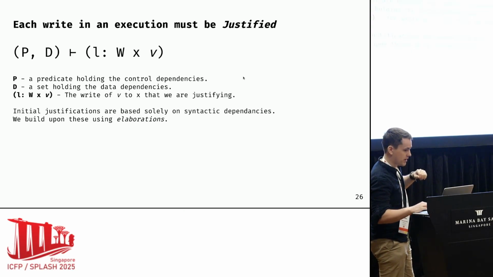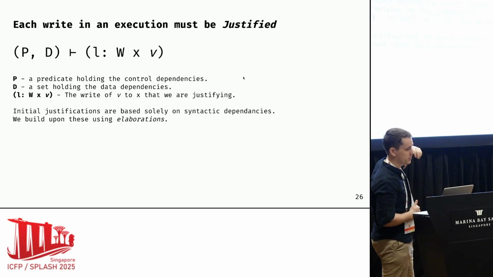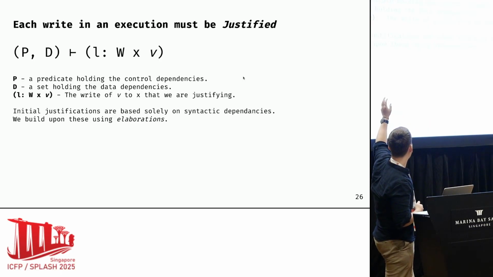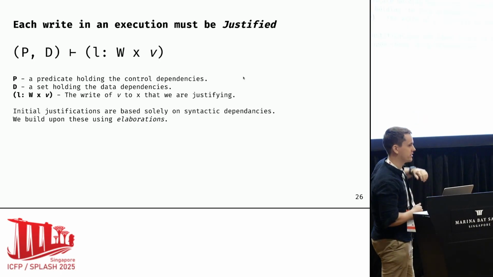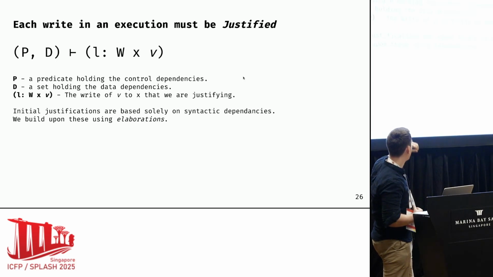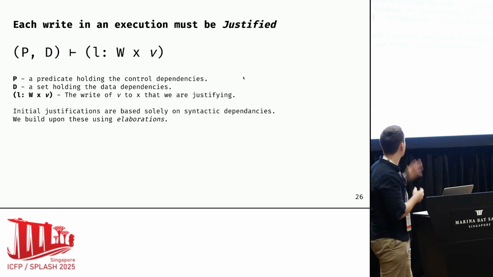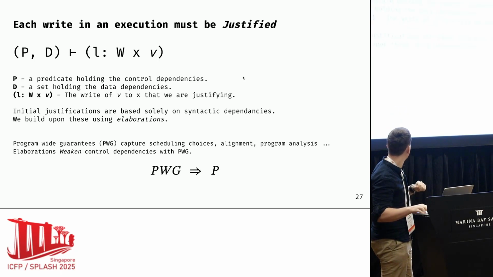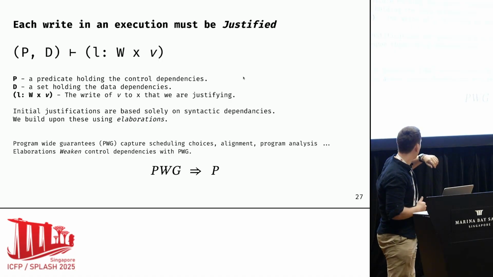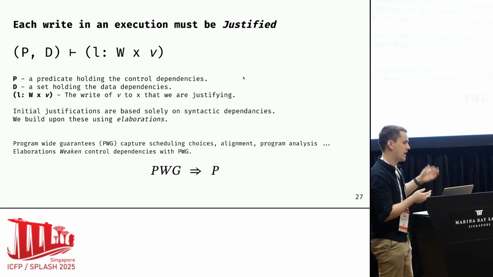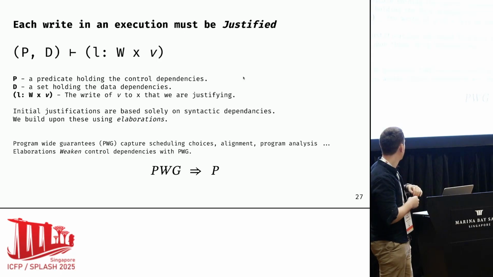So for every write in an execution, we must justify it. So we have this justification structure here that has control dependencies and data dependencies associated with it. And then we have a set of elaborations, which are operations that alter these to produce new justifications. And we also have these program-wide guarantees that aren't part of the justification but sit alongside them, and they capture information about the program.